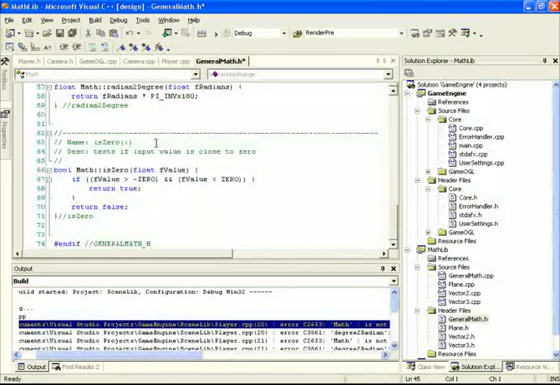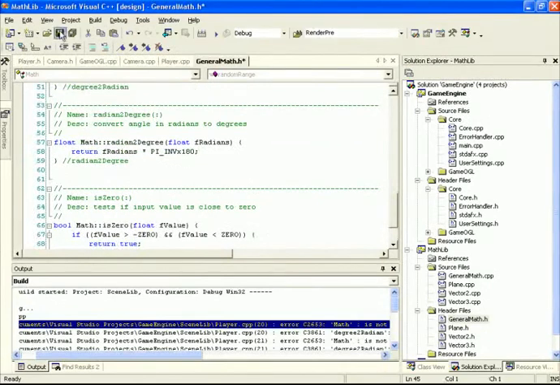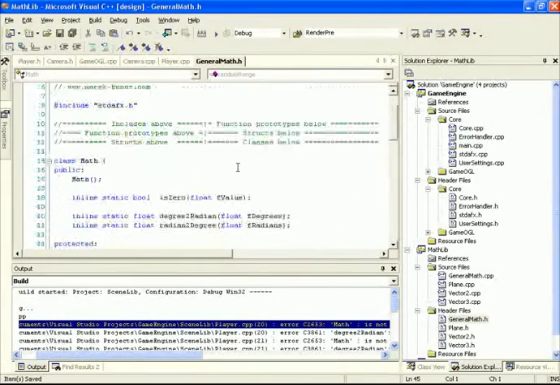Our is0 test is going to return a boolean if our value is greater than minus 0 and it's less than positive 0. And 0 is a constant value that's defined inside of this class that you're going to see what it's defined to inside of the CPP file. So that's all that we have inside of the general math.h. And again, I'm going to be giving you this code inside of this VMK, so you won't have to rewrite this if you don't want to.